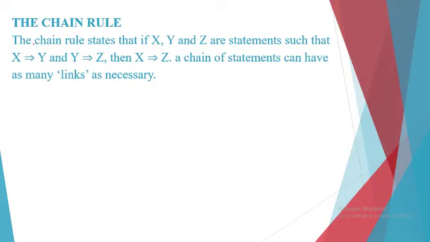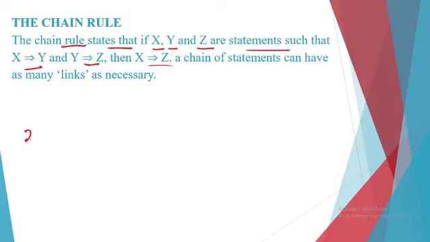Okay, so let us go over to what we call the chain rule. The chain rule states that if X, Y, and Z are statements such that X implies Y and Y implies Z, then X implies Z. Let me take it again. If X implies Y and Y implies Z, then X is equal to Z.